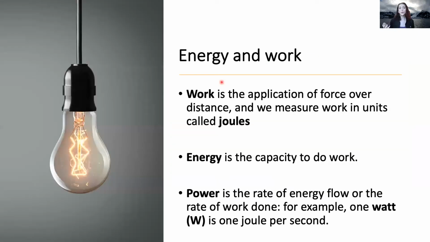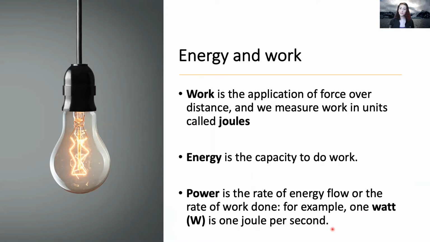So what is energy? Well, energy is the capacity to do work. So what is work? Work is the application of force over distance, and we measure work in units called joules. And so therefore, energy is the capacity to do this application of force over distance, or to do this work. Power is the rate of energy flow or the rate of work done. For example, this is often depicted and reported in watts, and that is 1 joule per second.